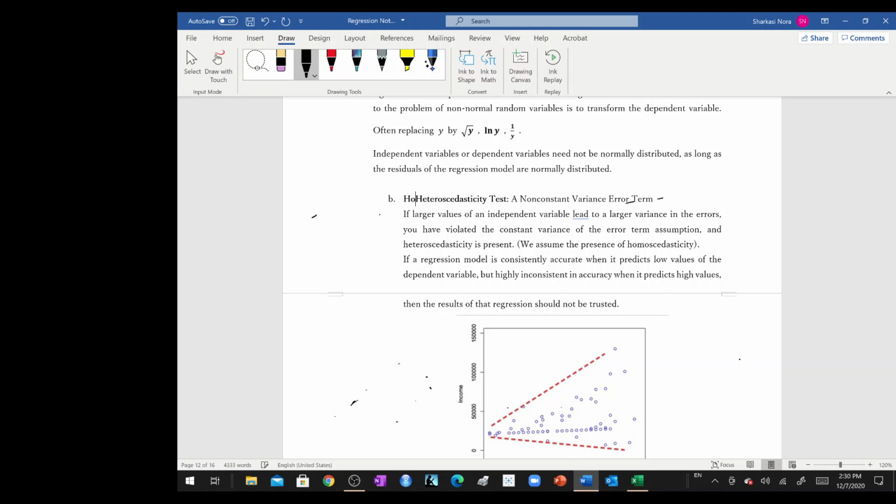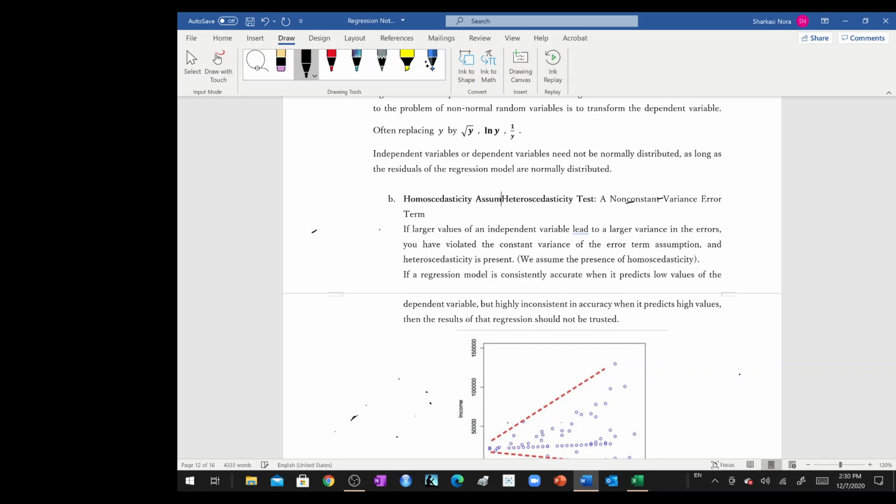So I'm going to do this as follows. Homoscedasticity: assumption of constant variance of the residuals or error terms. So basically, for a good or acceptable linear regression model, we would want the variance, the spread, of the error term to be constant. This is what variance is.